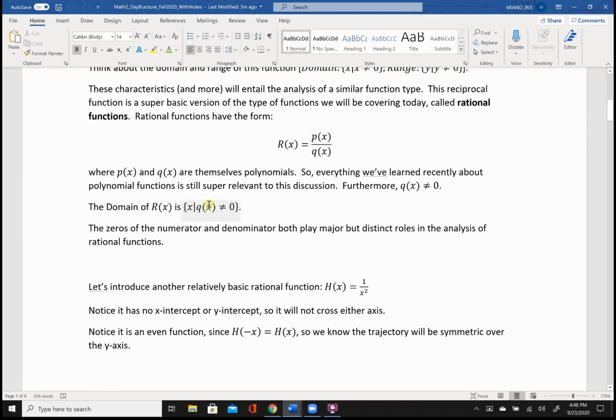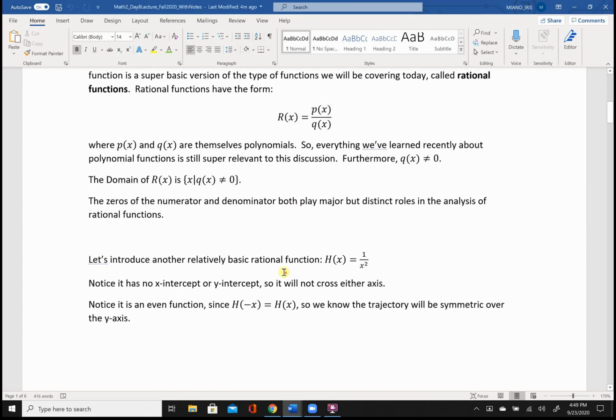You may notice that the polynomial in the denominator, oh, by the way, p of x, q of x, the numerator and denominator expressions are indeed polynomials by definition. So everything that we've learned recently about polynomial functions is still super relevant to what we're going to be doing with these rational functions. And the denominator polynomial cannot take on a value of 0. So that gives us the domain. The domain of a rational function is going to be any x values such that the denominator polynomial cannot equal 0.